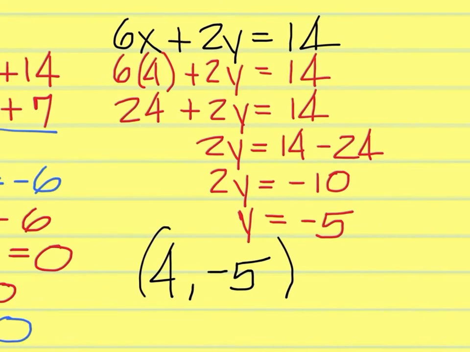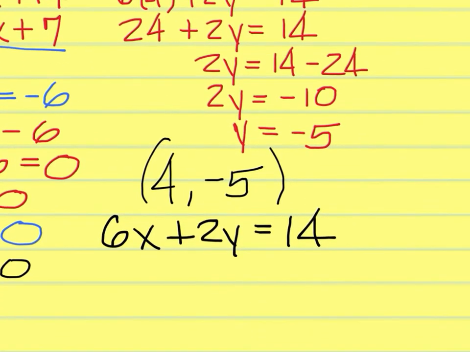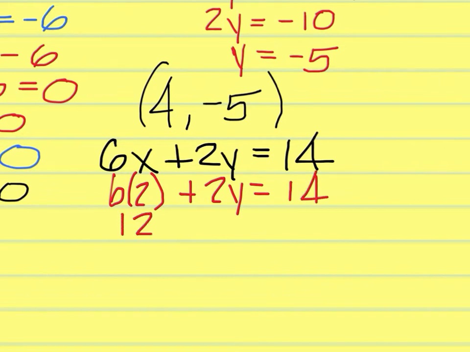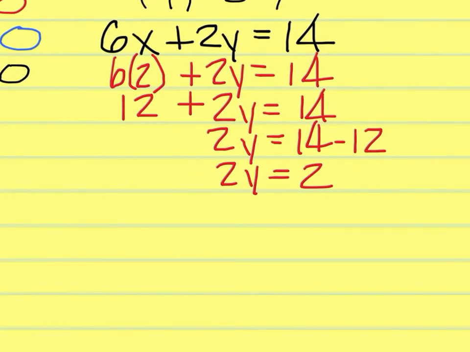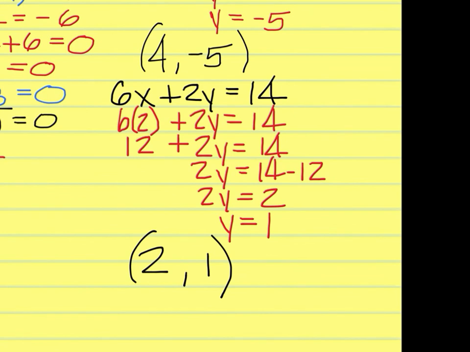But I have to do this again with the equation 6x plus 2y equals 14 by putting in a 2. So if I put a 2 in there, I will get a 12 in that spot that I'm going to have to move to the right side and change the sign, which will leave me with a positive 2. And if I divide that positive 2 by 2, I get a 1. So I put in a 2 and came back with a 1. Your solutions are 4, negative 5, and 2, 1.